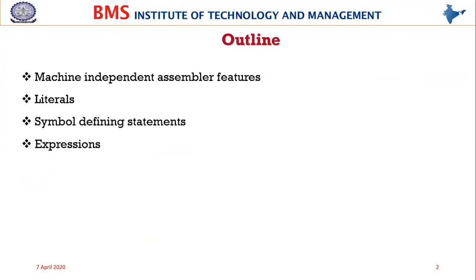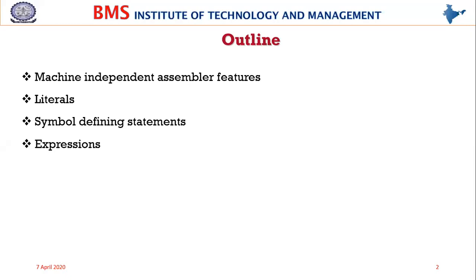And more or less these machine independent assembler features are additional facilities provided by SIC or whatever the machine is. So additional facilities we're going to list here. But anyway, we are still using SIC and SIC-XE as our reference machines. There is absolutely no change in that, and we're going to derive the examples based on that.